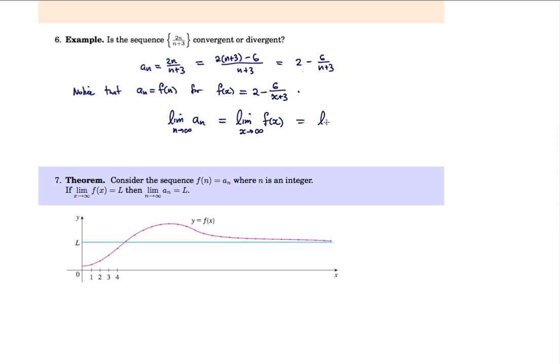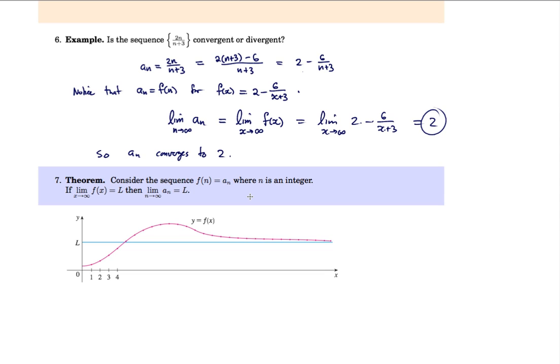And now we can use our results of how to compute limits from Calculus 1. So this becomes 2 minus 6 over x plus 3. We notice that x gets big. This 6 over x plus 3 goes to 0, so the result is 2. And so there is the limiting value of our sequence. So an converges to 2.